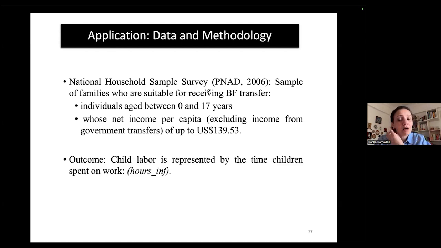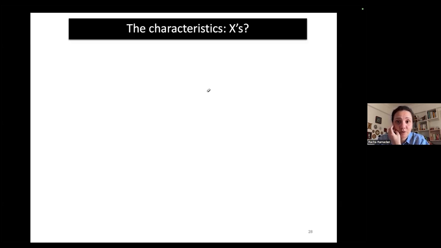And they measure their outcome variable of interest. Their Y in this case is the hours of work spent by children. So this is the outcome variable, and the treatment is the Bolsa Familia, as we mentioned.